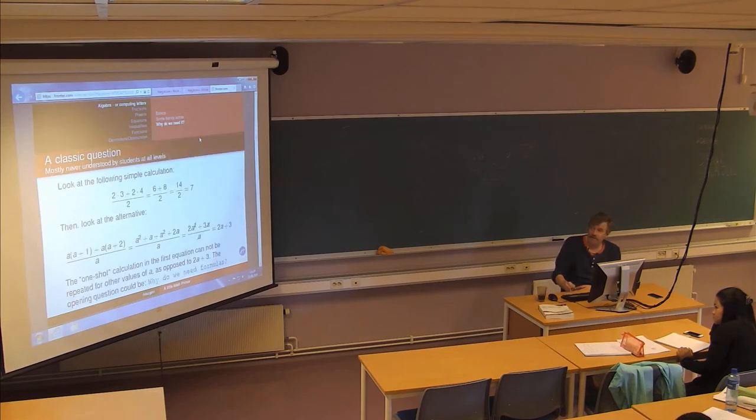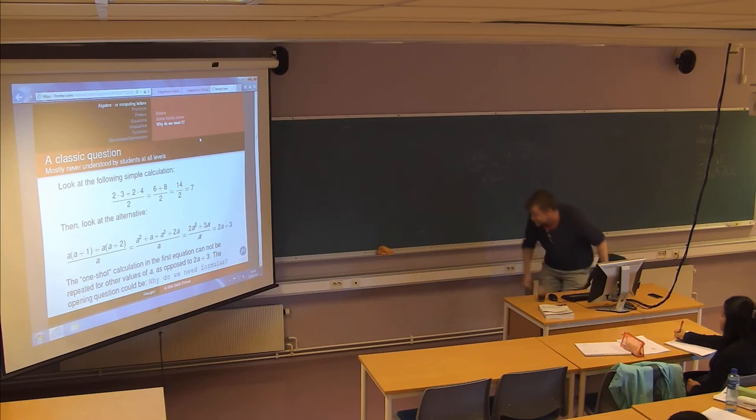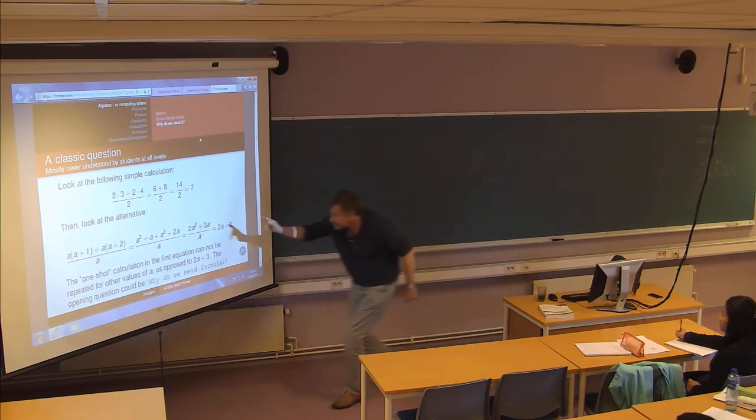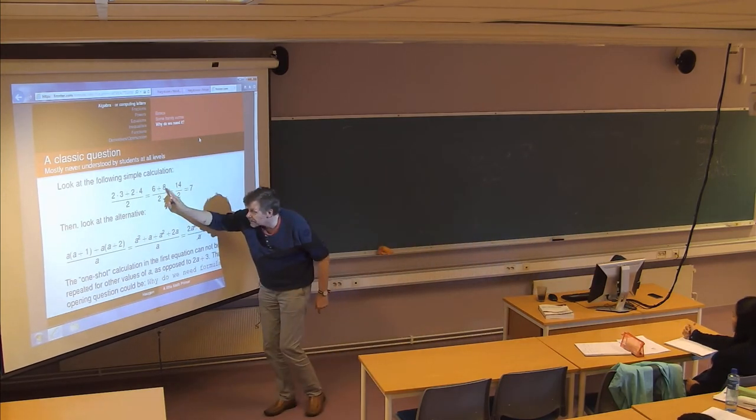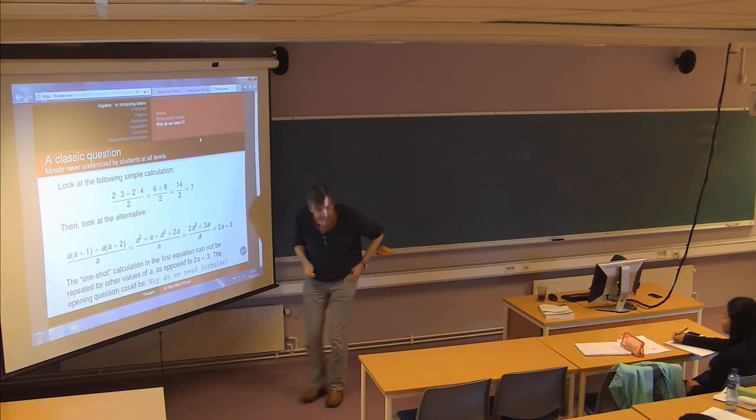Why do we need this? Now, let's look at the following simple calculation. On the top there is a fraction which contains 2 times 3 plus 2 times 4, divided by 2. Of course, we can compute that fraction, can't we? 2 times 3 is 6. 2 times 4 is 8, so it's 6 plus 8 divided by 2. Here, 6 plus 8 is 14. 14 divided by 2 is 7. Okay, that's straightforward, isn't it?